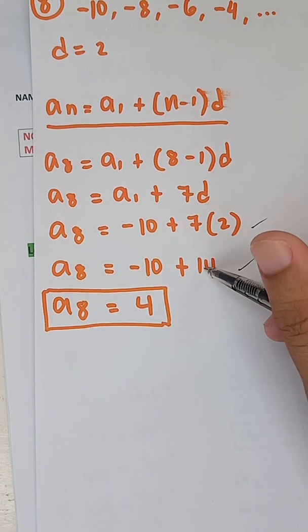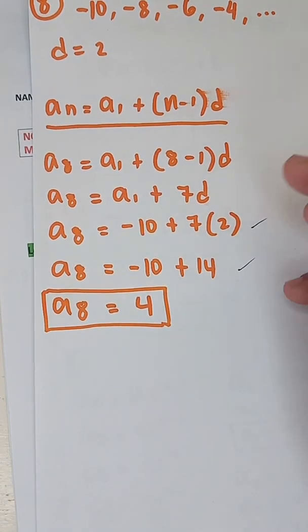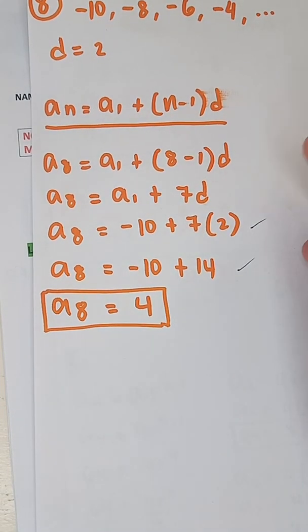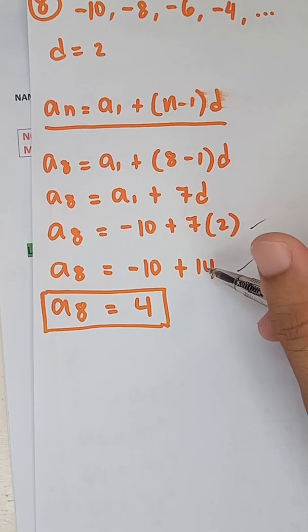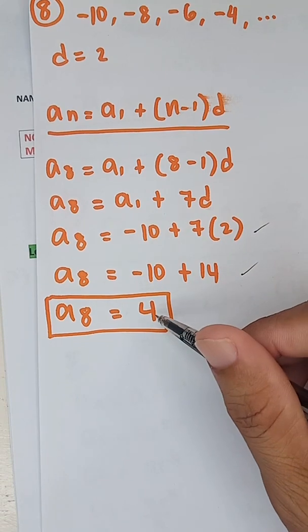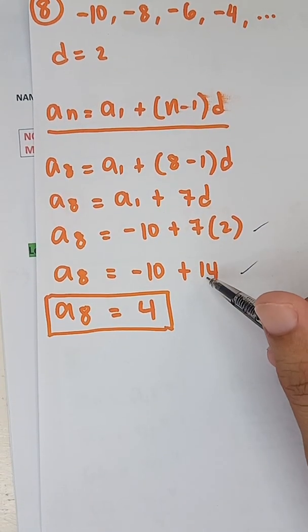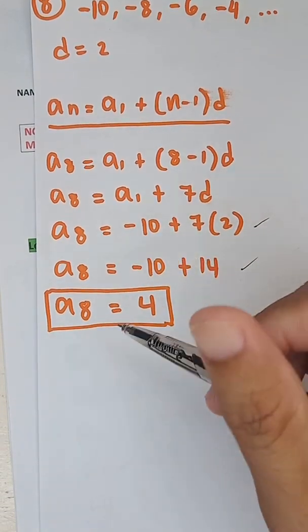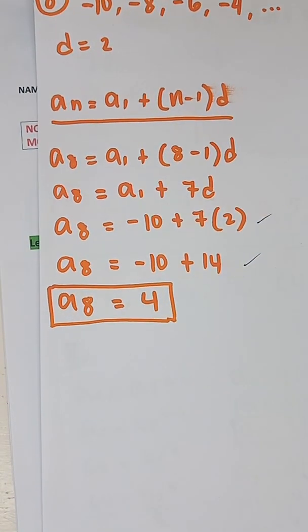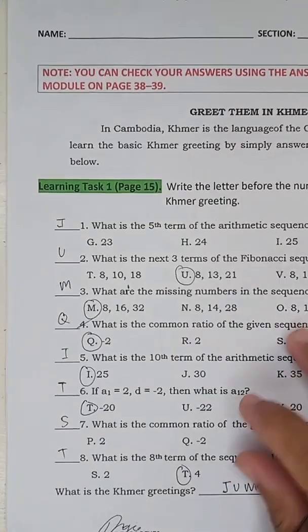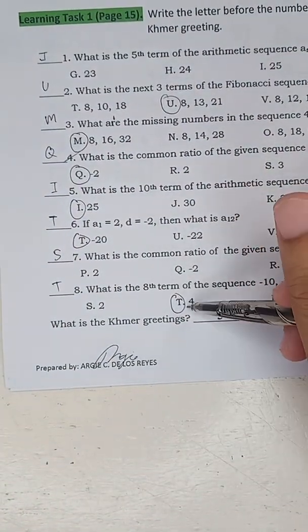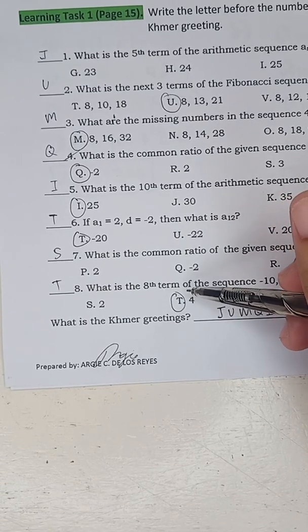So, if I say 14 minus 10, same way pa rin ang negative 10 plus 14. Magsusubtract ka pa rin. So, para mas madali, 14 minus 10, that's 4. And then, copy the sign of the bigger number, that's 14, or positive. That's why positive 4, a sub 8. So, number 8 is positive 4, yung following term. That's why the answer here is letter 4. Okay?